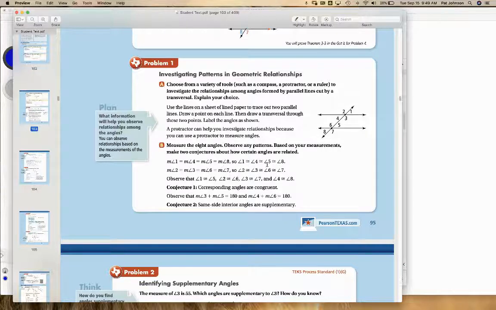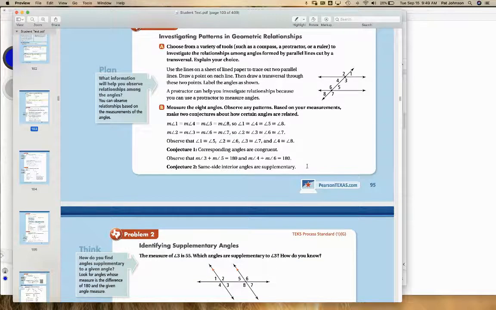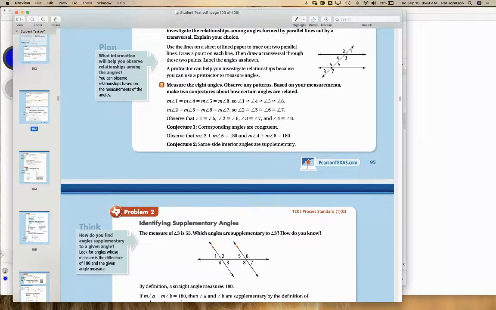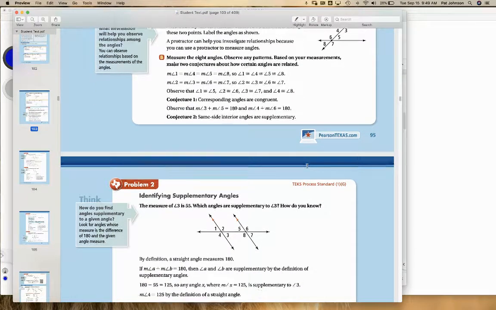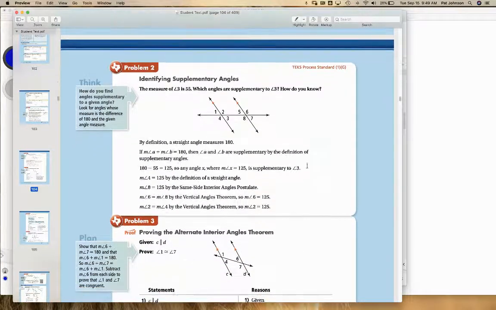Angles 1 and 5 are congruent, so they're corresponding angles. You can say same side interior angles are supplementary, because you can see that measure of angle 3 plus measure of angle 5 will equal 180. So pause this and try this on your own so you can get a feel and understand. It will soak in better.